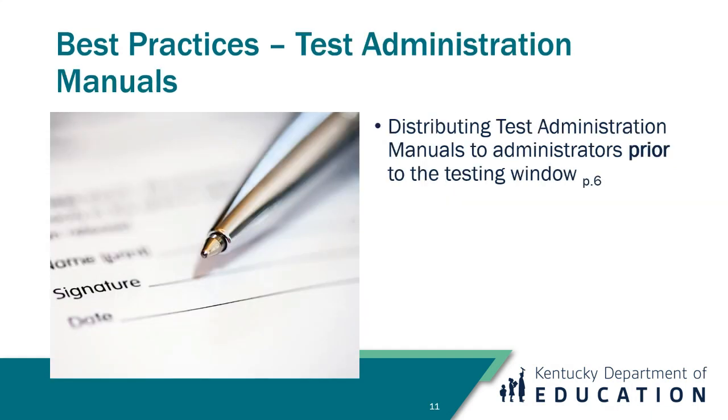According to the regulation, it is specifically stated that test administration manuals, TAMs, should be distributed to administrators prior to the testing window. This requirement underscores the importance of providing test administrators with the necessary materials well in advance of the testing window. By ensuring that test administrators have access to TAMs before testing begins, they can thoroughly read and familiarize themselves with the manual's contents, enabling them to prepare for the upcoming test sessions adequately.